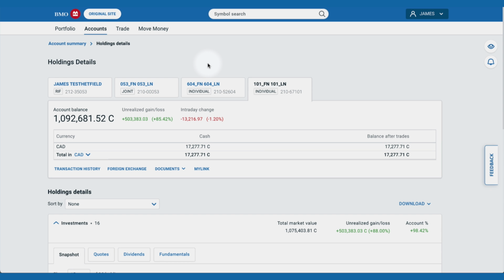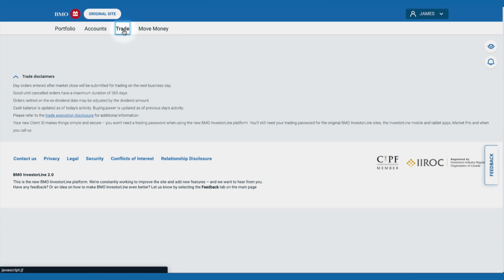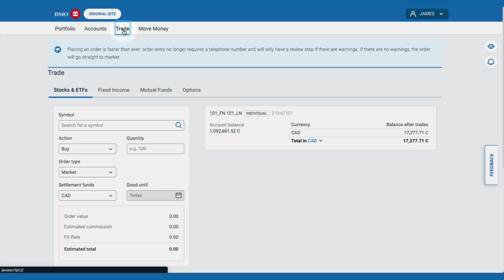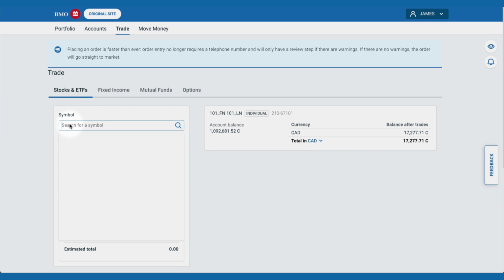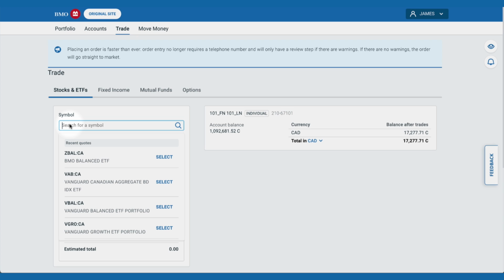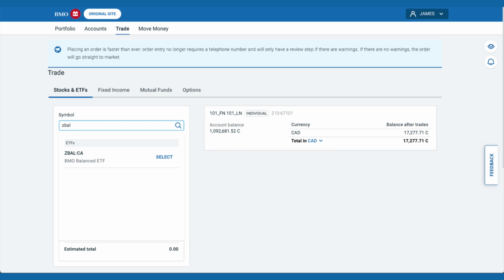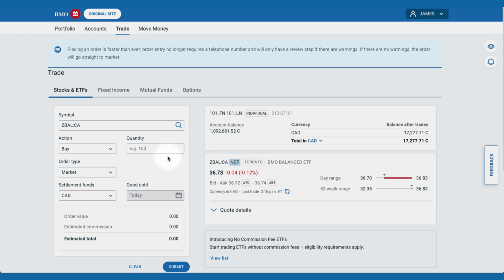From our dashboard, we select the Trade link. We're already on the Stocks and ETFs tab. Next, we enter in the ticker symbol for the ETF. We click on this field, which opens up a drop-down form. We already did some research and found out that the ticker symbol is ZBAL. We entered that in and we see it on the list. We click on Select and it's pre-entered to the form.